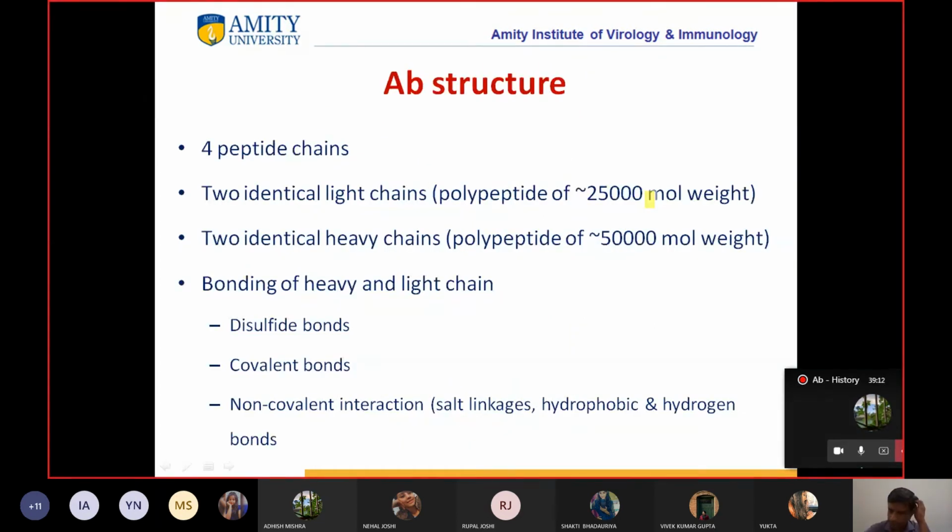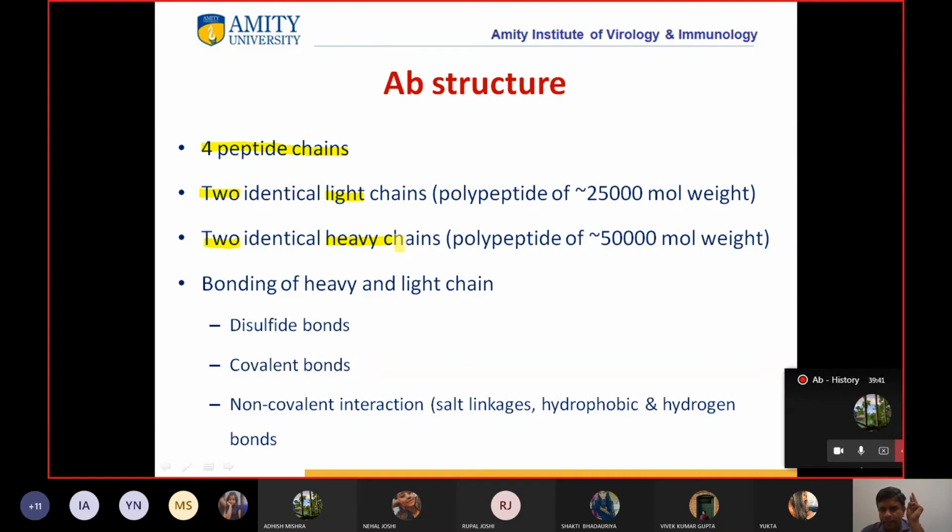Okay, good. So now as you have already seen the structure, you just saw that there were four peptide chains: two identical light chains and two identical heavy chains. So a total of four peptide chains, right?